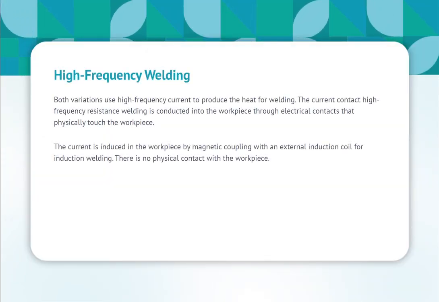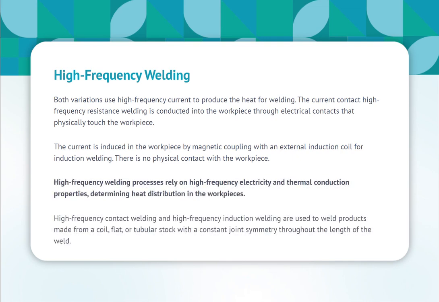Both variations use high-frequency current to produce the heat for welding. In contact high-frequency resistance welding, the current is conducted into the workpiece through electrical contacts that physically touch the workpiece. The current is induced in the workpiece by magnetic coupling with an external induction coil for induction welding. There is no physical contact with the workpiece. High-frequency welding processes rely on high-frequency electricity and thermal conduction properties, determining heat distribution in the workpieces. High-frequency contact welding and high-frequency induction welding are used to weld products made from a coil, flat, or tubular stock with a constant joint symmetry throughout the length of the weld.